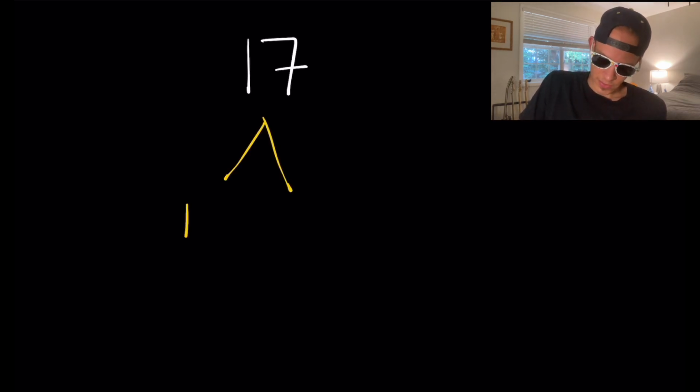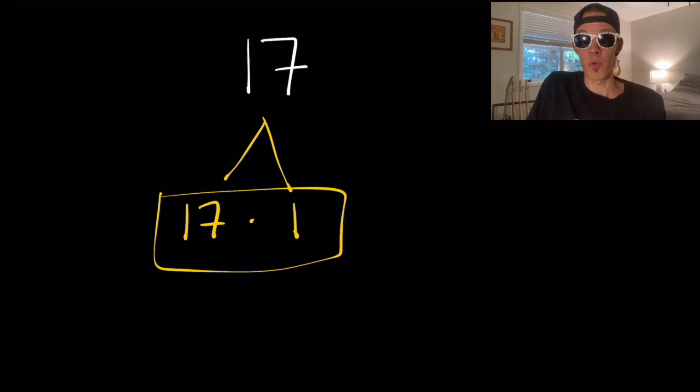5 can't. 6 can't. 7 can't. 8 can't. 9 cannot. 10 cannot. So this is actually a prime number. So its prime factorization, again, is just itself and 1. So 17 times 1. Can't do any more than this.